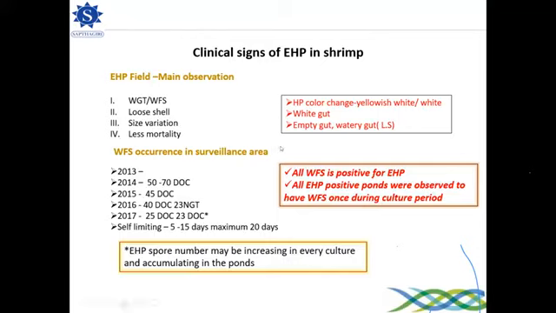In our studies, the main clinical symptoms of EHP are color change and shrinkage of the hepatopancreas, white gut, empty gut or watery gut, and loose cell. In our study and field observation, all the white fecal was tested positive for EHP, and all EHP-positive ponds were observed to have white fecal occurrence during the culture period.